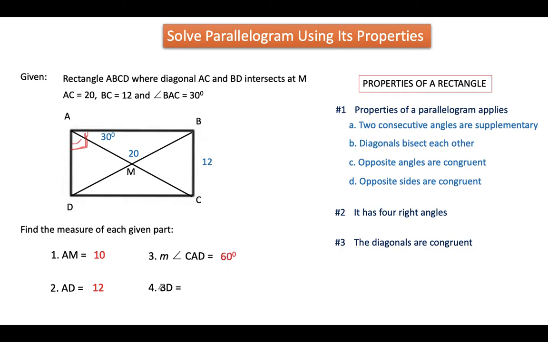For the side BD, we are referring to this diagonal BD. This diagonal BD is also 20. Why? Since diagonal AC is 20, the diagonal BD is also 20, because according to property number 3 of a rectangle, the diagonals are congruent. It means they have the same measure.